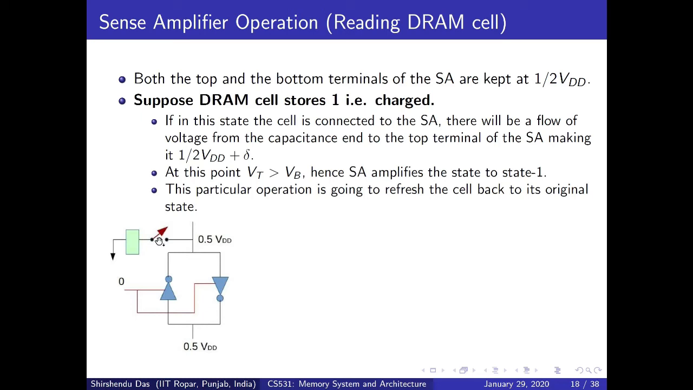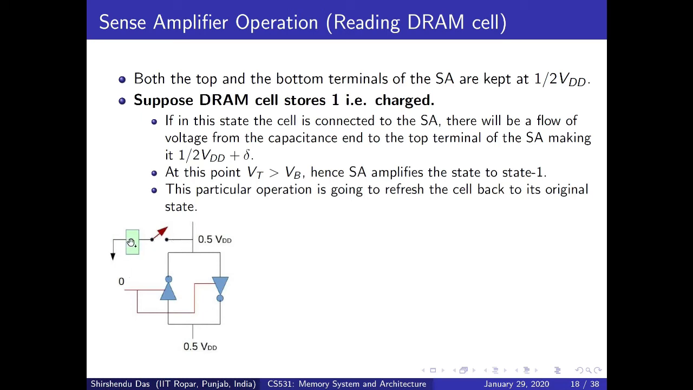Before discussing this, you have to understand the voltage of this sense amplifier. Both top and bottom are maintained at 0.5 VDD. That means they are at the same voltage, top and bottom, at this moment. This is the scenario of the sense amplifier before reading the DRAM. Now I want to switch on this transistor. The moment I switch on this transistor, since the cell is fully charged, some charge will pass through this line.